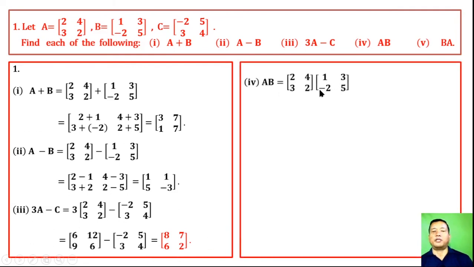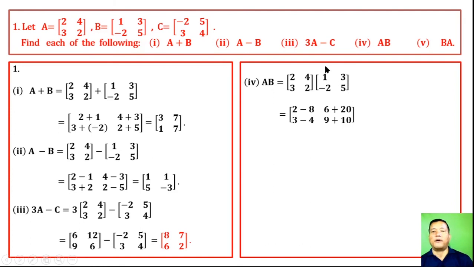Product AB matrix, first row, first column: we get 2 into 1 is 2 plus 4 into minus 2 is minus 8, so minus 8 plus 2 is minus 6. First row, second column: 2 into 3 is 6, 4 into 5 is 20, so 26.